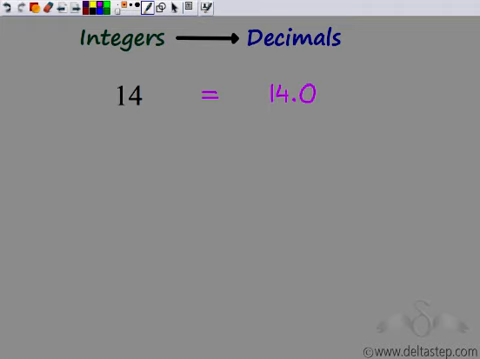Did this change the value of 14? No. Here 4 is at the ones place, 1 is at the tens place. Here also, what I've added is a 0 in the tenths place. So this would not change the value of 14. Similarly, I can add another 0 also. I can also write it as 14.00.